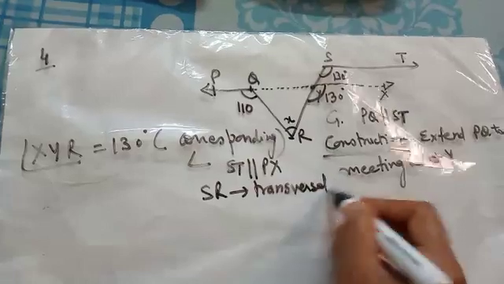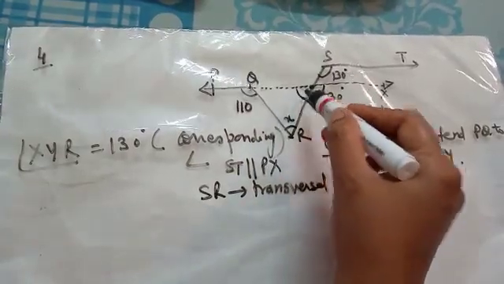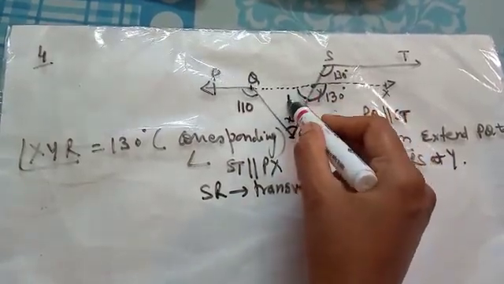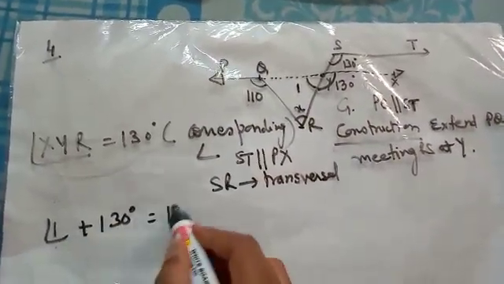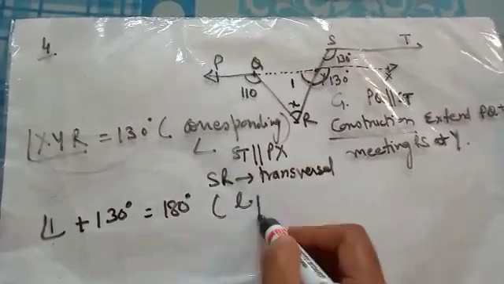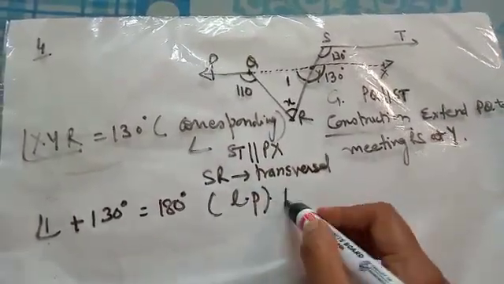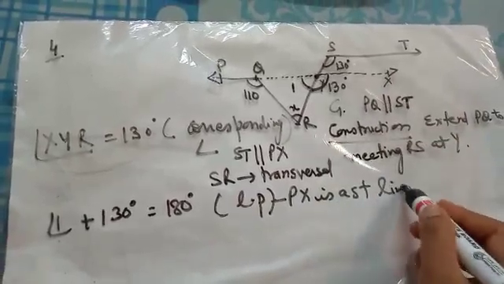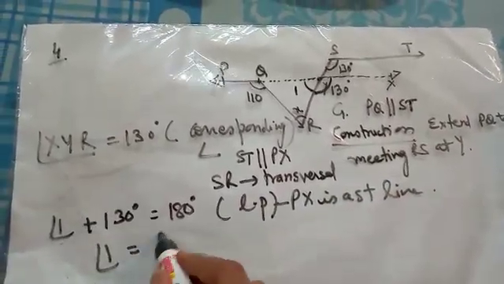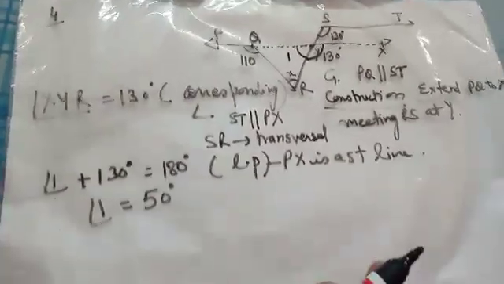Transversal. Now this is 130, so the inner angle, we name it 1. So 1 plus 130 will be equal to 180. What's the reason? Linear pair. Why is it a linear pair? Because PX is a straight line. So what will be the value of angle 1? 50 degrees.